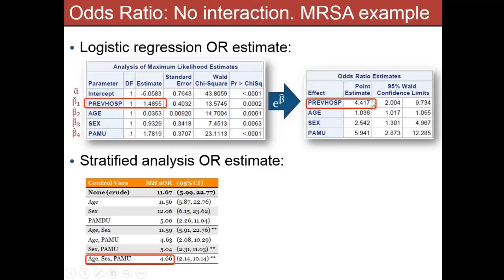So here is just what we saw out of the logistic model. This is the odds ratio. In this model, we estimate the odds ratio for previous hospitalization is 4.417. So it looks like this is 4.4-fold the odds of having resistance when you were previously hospitalized. And if you compare that to what you got from the stratified analysis, it's a little different, actually. When we stratified on 3 factors at a time, age, sex, PAMU, we got 4.66. So not exactly the same.